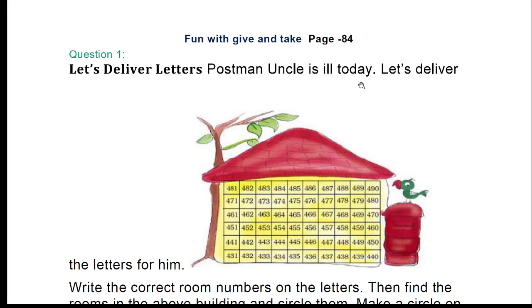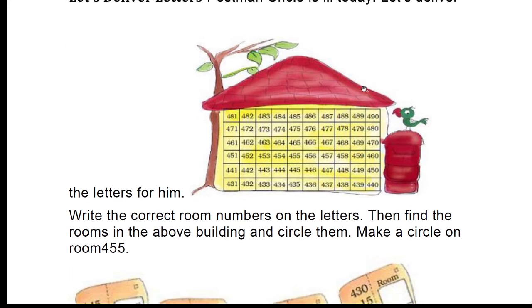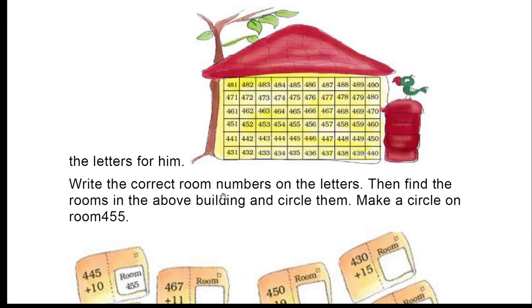Postman uncle is ill today. Let's deliver the letters for him. Write the correct room numbers on the letters, then find the rooms in the above building and circle them. Make a circle on room 455.